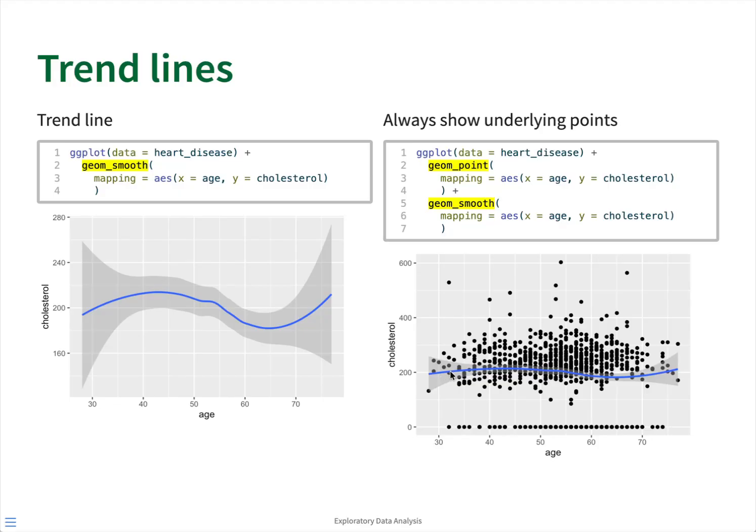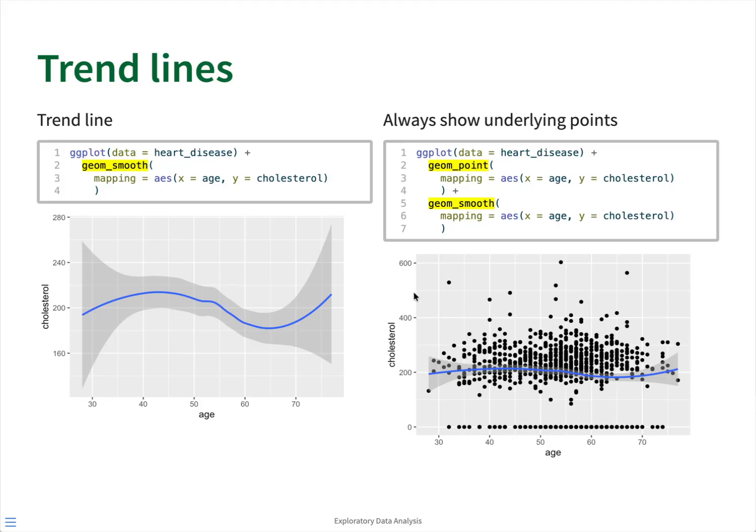What it means is when we plot the two geoms together, both the scatterplot layer and the trendline layer, we can see that the trendline doesn't really go through the middle of the rest of the points. It's been dragged downwards by the cholesterol values at 0. This is why it's helpful to plot both of these types of graphs together.